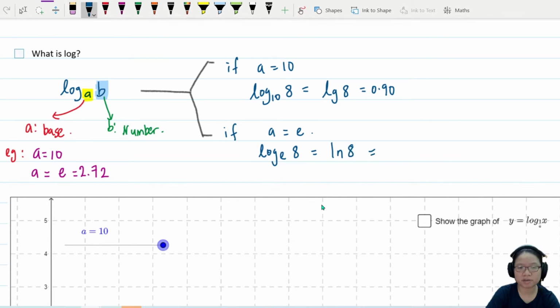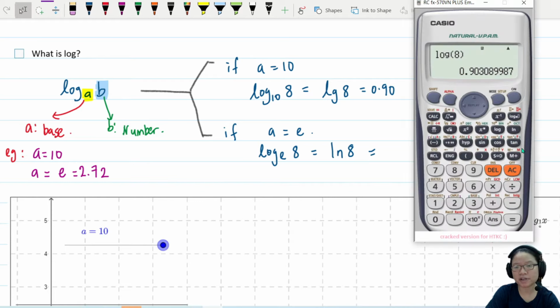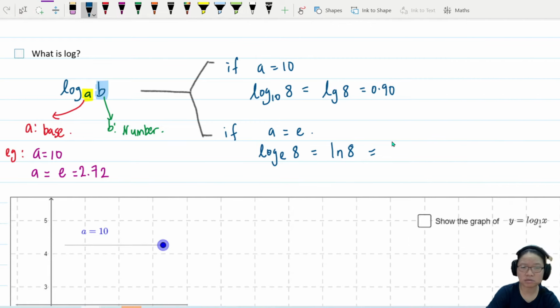If I press my calculator, I'll find that my ln is right beside my log. So I press ln here, and this one will be 8. So when I ln 8, I will get 2.079, I guess 2.1. I'll just write to 2 SF because my graph can only provide to 2 SF, the scale.